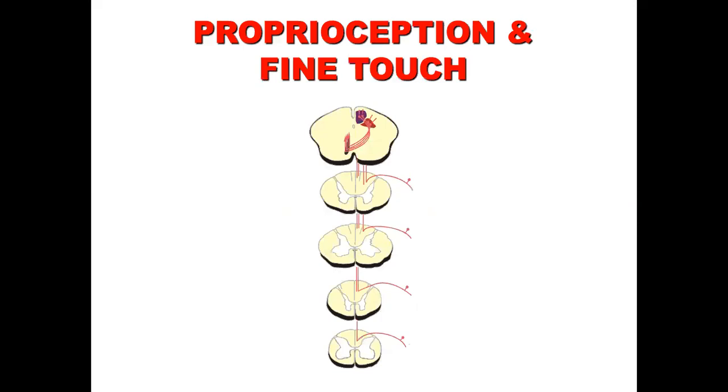Now fine touch and proprioception. In this pathway, fibers from the dorsal root ganglia enter the spinal cord but they do not synapse, and they do not cross in the spinal cord. They ascend on the same side in the posterior white column in the fasciculus gracilis and fasciculus cuneatus. Then these fibers synapse in the medulla oblongata in the nucleus gracilis and nucleus cuneatus. From here, the fibers cross to the opposite side and ascend as the medial lemniscus.